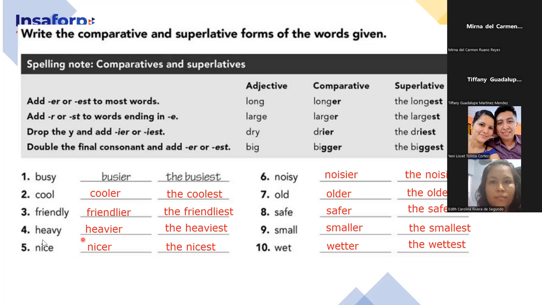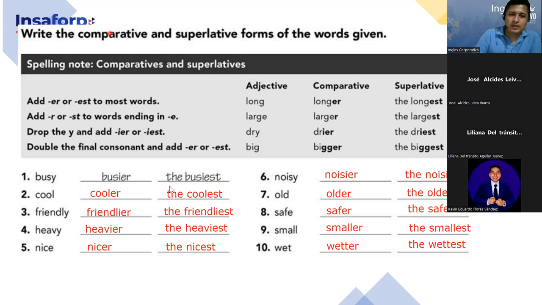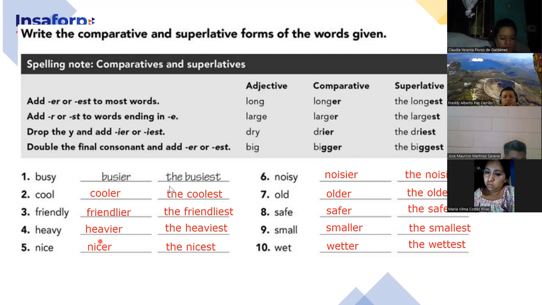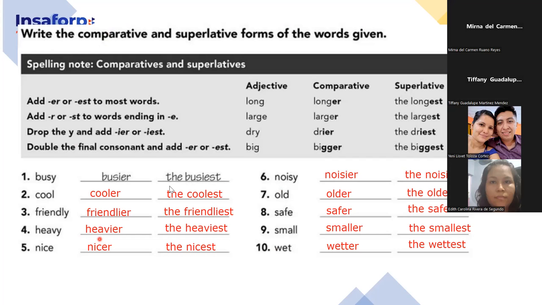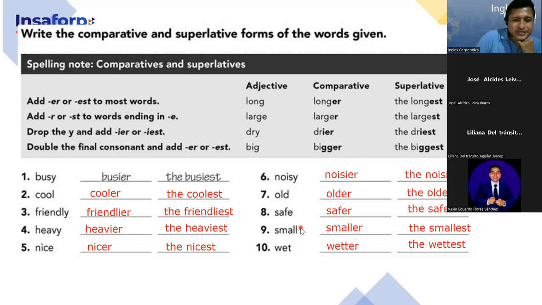And with the last one, please, Tiffany, can you do the last one? Wet. Tiffany, can you participate? No? Okay. Jose Alcides, can you participate? Hello, Jose Alcides. No. Okay, Ronald. Yes. Jose Alcides, can you participate? Yes, thank you so much. With number 10, please. Yes. Number 10, okay.